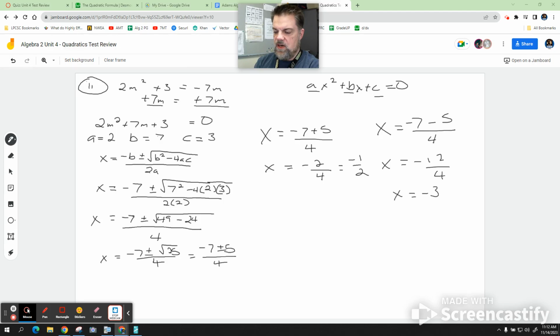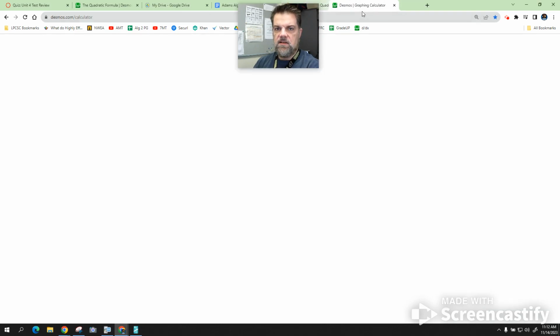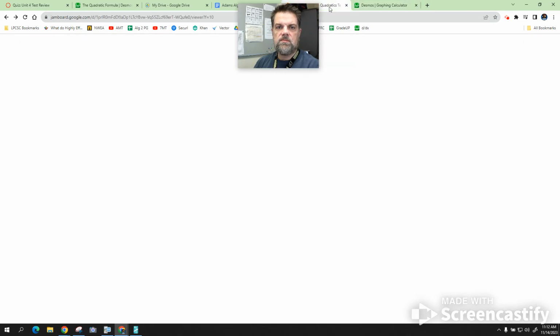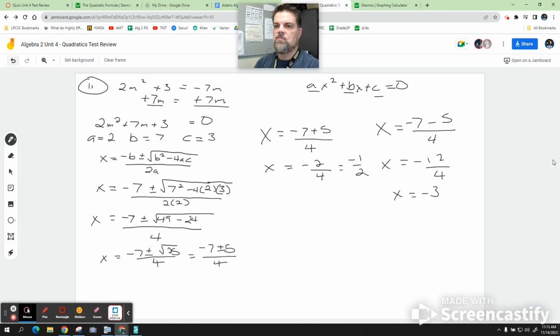So I'm going to say 2x squared plus 3 equals negative 7x. Okay, and then now I'll slide this back in here. And guess what? It crosses at negative 3 and also negative 1/2. Cool. What do you think of them apples?